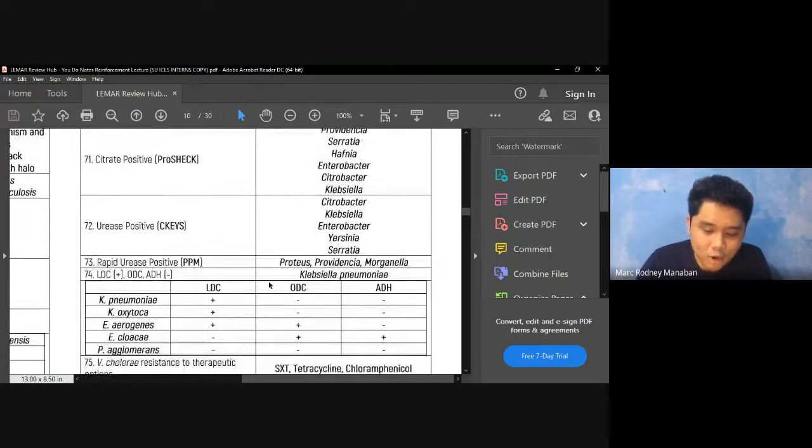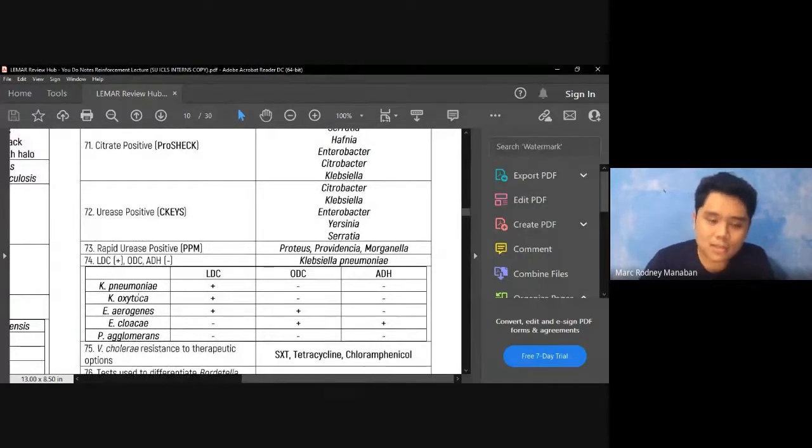All right. Now we go to your decarboxylase tests. Usually we use this for Klebsiella and Enterobacter. Because again, Klebsiella and Enterobacter have the same IMViC and the same TSI, so we need to think about how to differentiate. So we look at different tests. We start first with Klebsiella pneumoniae and Klebsiella oxytoca. Both of them have the same decarboxylase tests, which is lysine positive and ornithine and arginine negative.